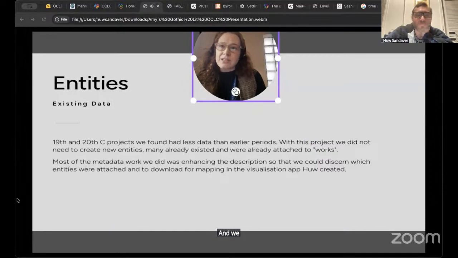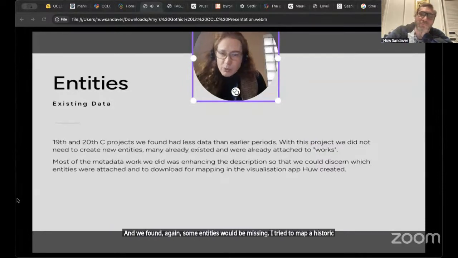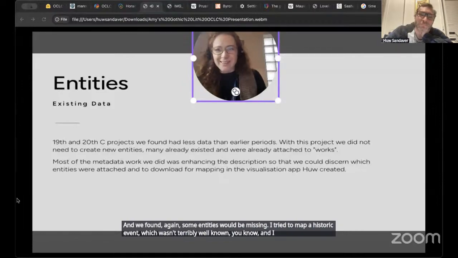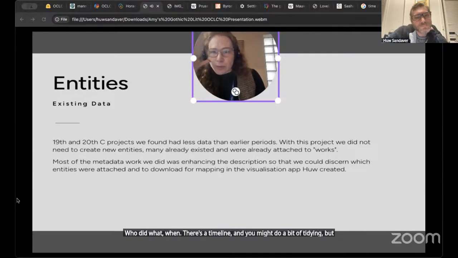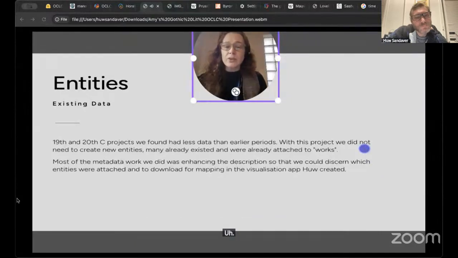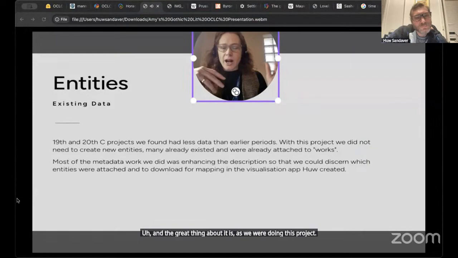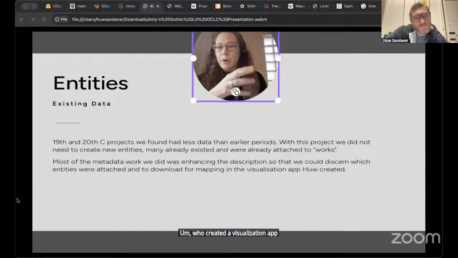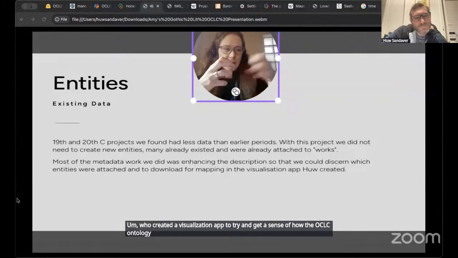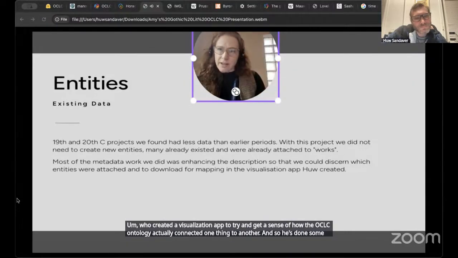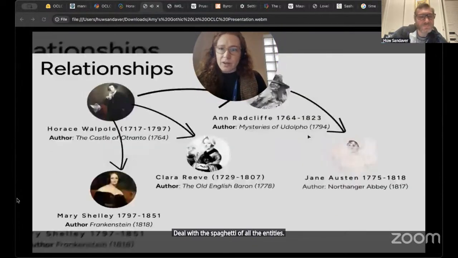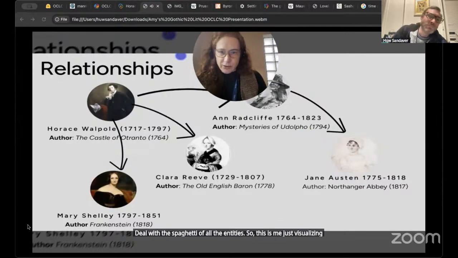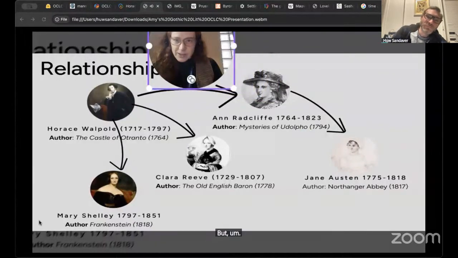And we found, again, some entities would be missing. I tried to map a historic event which wasn't terribly well known, and I should have thought that it's not going to be there. But the great thing about Gothic literature is you can see who did what, when. There's a timeline, and you might do a bit of tidying, but it's mostly already there. And as we were doing this project, Hugh created a visualization app to try to get a sense of how the OCLC ontology actually connected one thing to another. And so he's done some GPS and other work to deal with the spaghetti of all the entities. So this is me just visualizing it through my Adobe Express, but Hugh's done some more mapping of this connection.